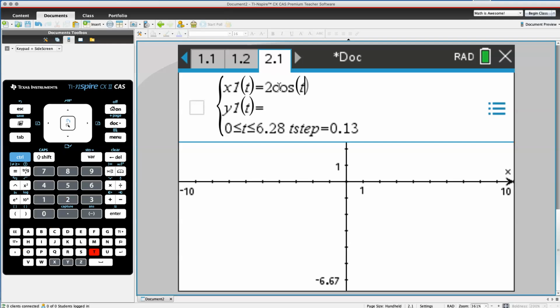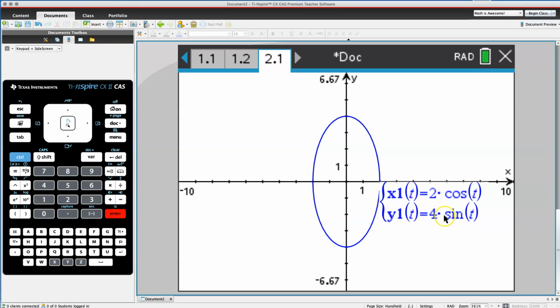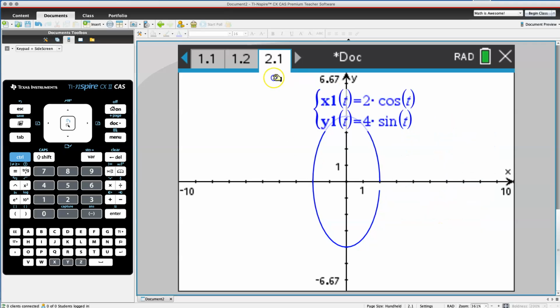2 cosine of t, and then we are looking at 4 sine of t. We are definitely keeping this in radian mode, and we're going to go ahead and keep it from 0 to 2 pi. I'm going to press enter, and wow, we have this beautiful ellipse right here.